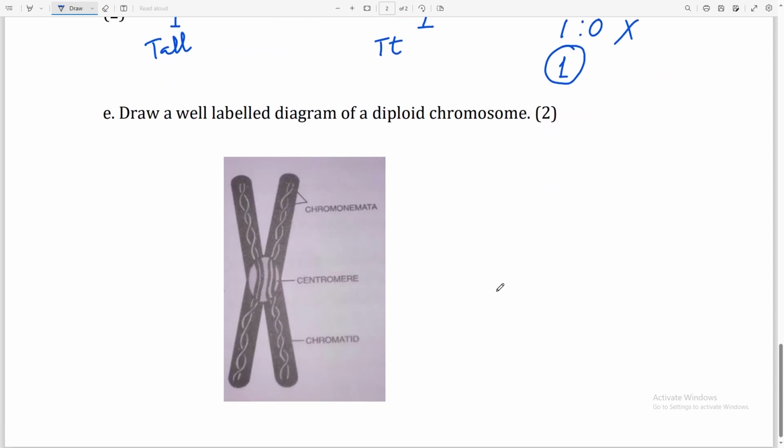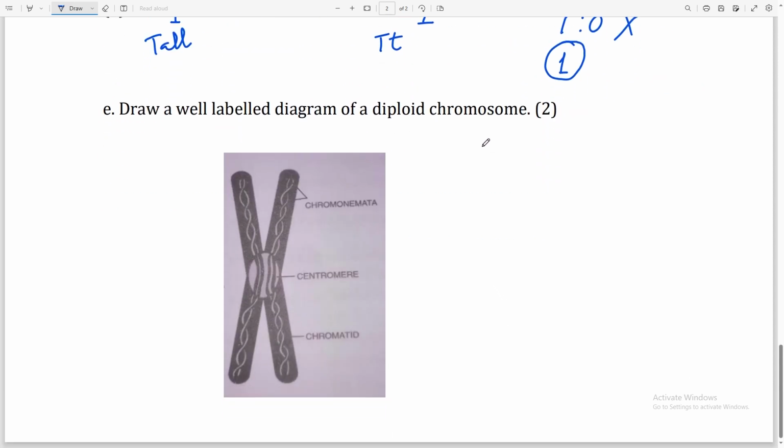Question number E. Draw a well-labeled diagram of a diploid chromosome. Diploid chromosome means it is a duplicated chromosome. So what you have to show? You have to show the 2 chromatids. These are the 2 chromatids, and this is the centromere and the chromonemata. The DNA which is present in the chromosome is known as chromonemata. This is the outer covering which is known as pellicle. Label it as matrix. So this is the diagram of a diploid chromosome.